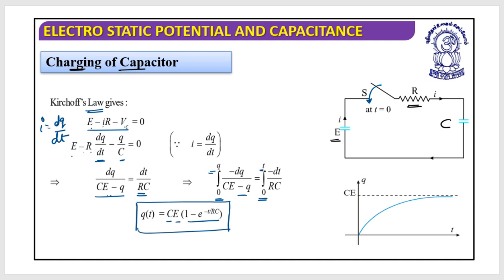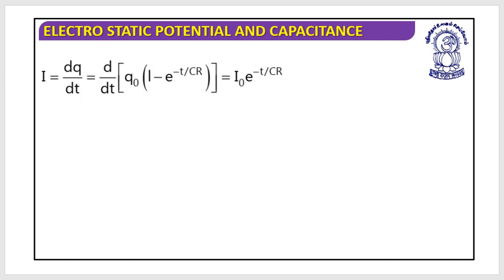If I differentiate this, that means I equals dq by dt, this is d by dt of q naught into bracket 1 minus e to the power minus t by CR. I am going to have I naught into e to the power minus t divided by CR. I hope this is clear. Is it clear?